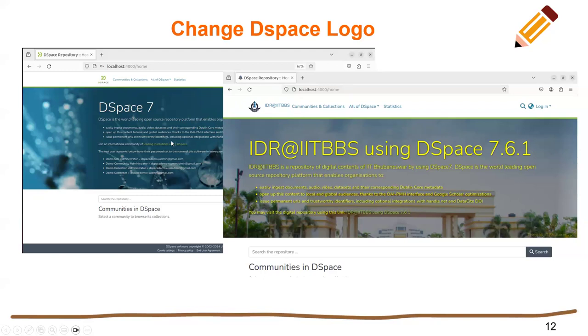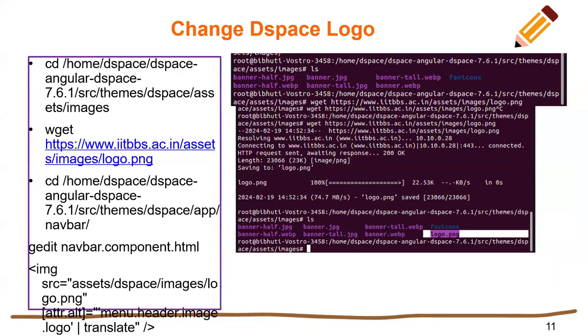So what did we do? In order to change the DSpace logo, it was here. This is the DSpace logo. Here I have changed it to the IIT BBS Bhubaneswar logo. For this, what you have to do is go to images. There is a folder called images, which I was discussing under assets. This asset folder is in DSpace, and images is there. There we downloaded our logo file using wget.